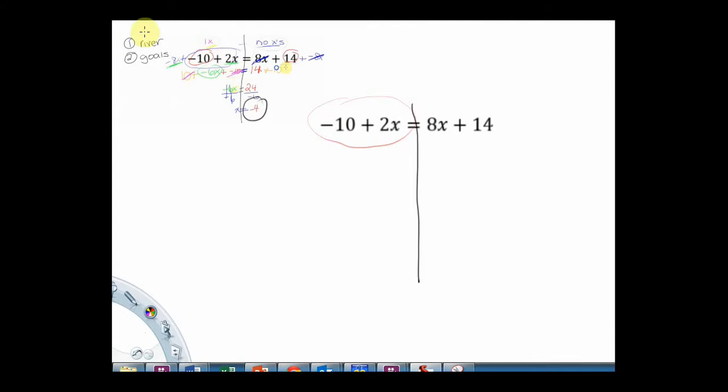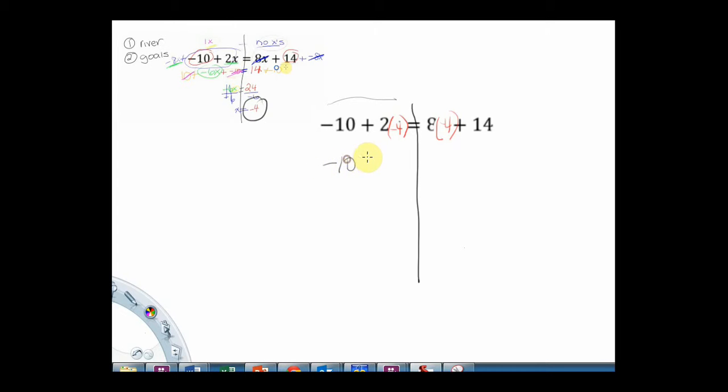Now we're going to see if negative 4 for x is the value that makes this expression, negative 10 plus 2x, equal to 8x plus 14. We'll take our first expression and place negative 4 in for x. And we'll also replace the x in our other expression on the other side of the equal sign with negative 4. Let's see what this expression equals.